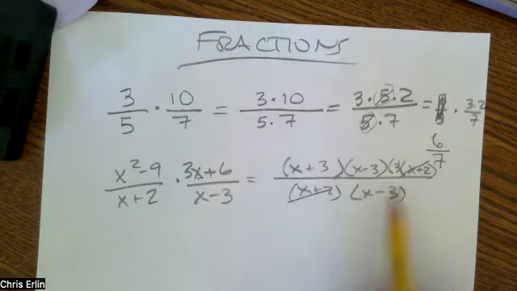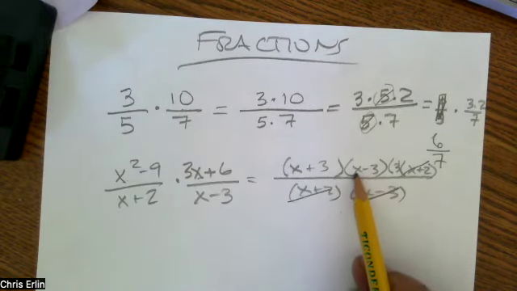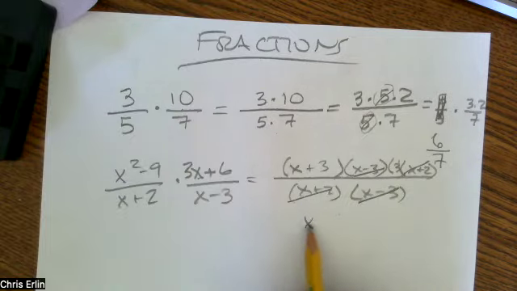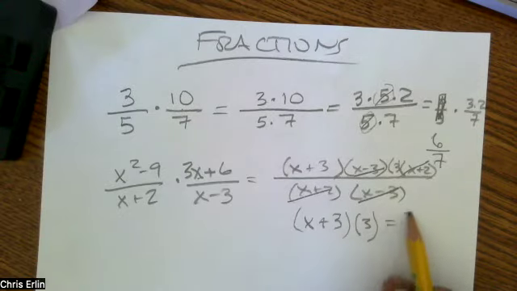X plus 2 cancels with x plus 2. X minus 3 cancels with x minus 3. So my answer is this. Usually we'd write it like this.